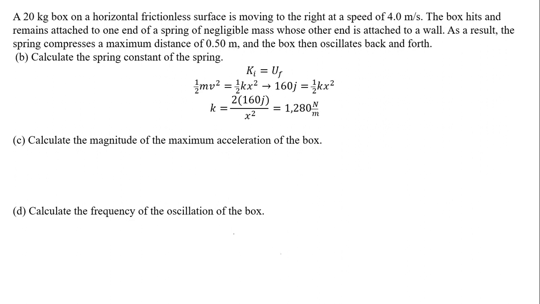Okay, I should ask you to find C: calculate the magnitude of the maximum acceleration on the box. So the maximum acceleration, so a equals F over m. Okay, so F is kx. That's hopefully something you remember. k times x over m, right? So you're going to have 1280, which we just found, times 0.5 divided by our m, which is there, and that gives 32 meters per second squared.